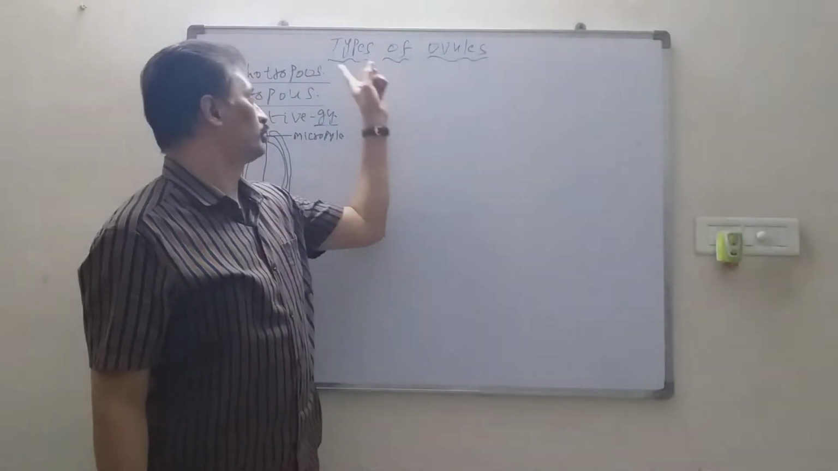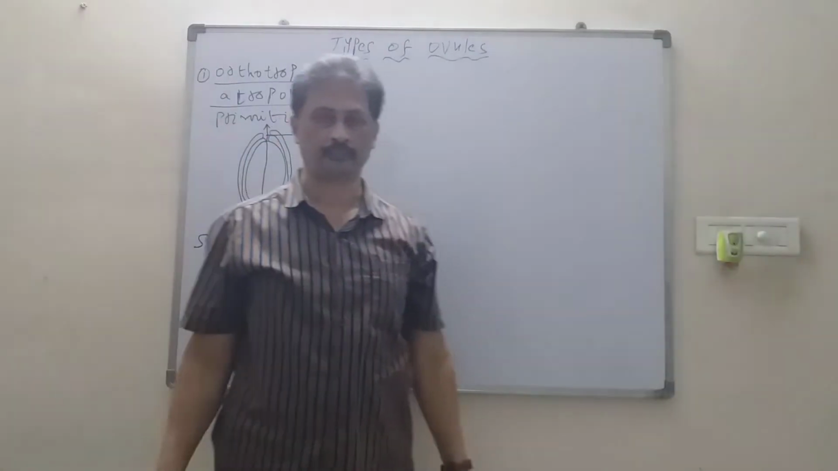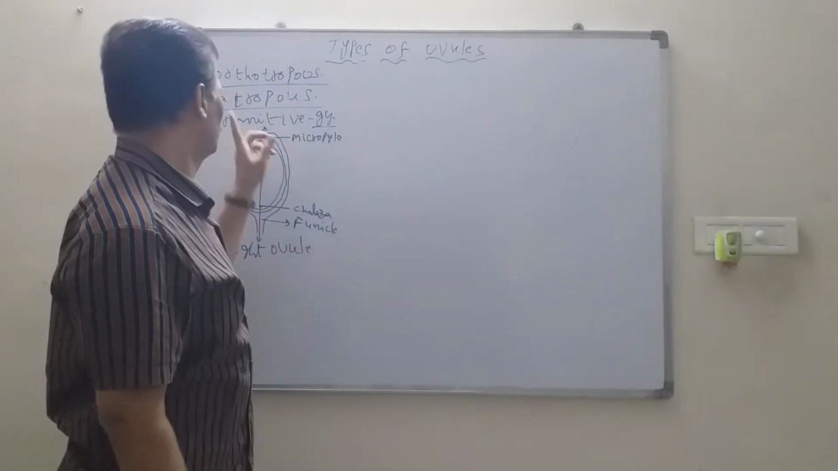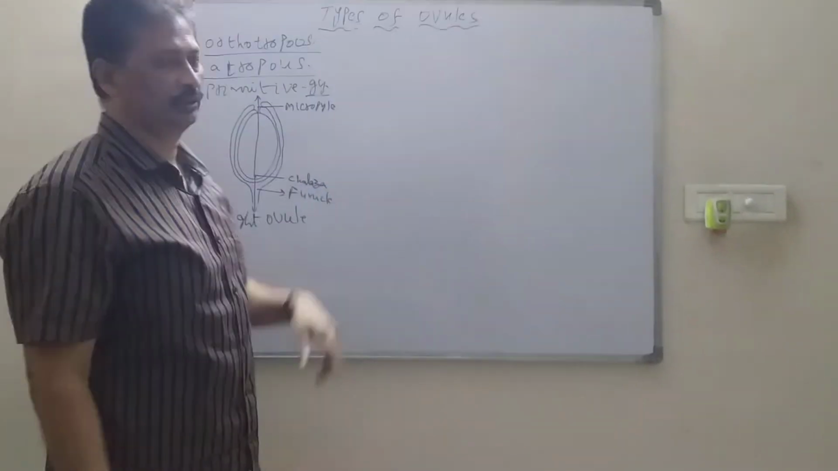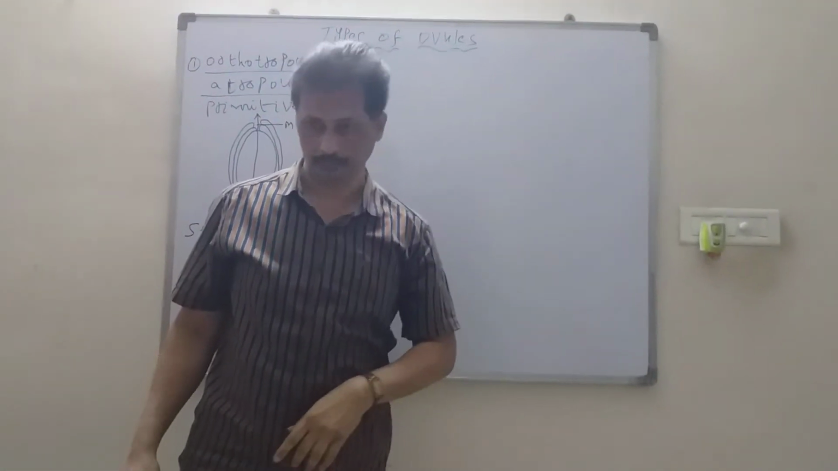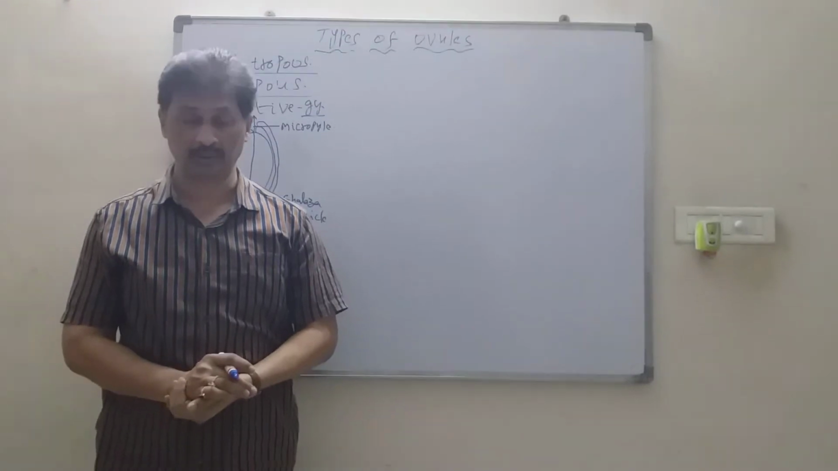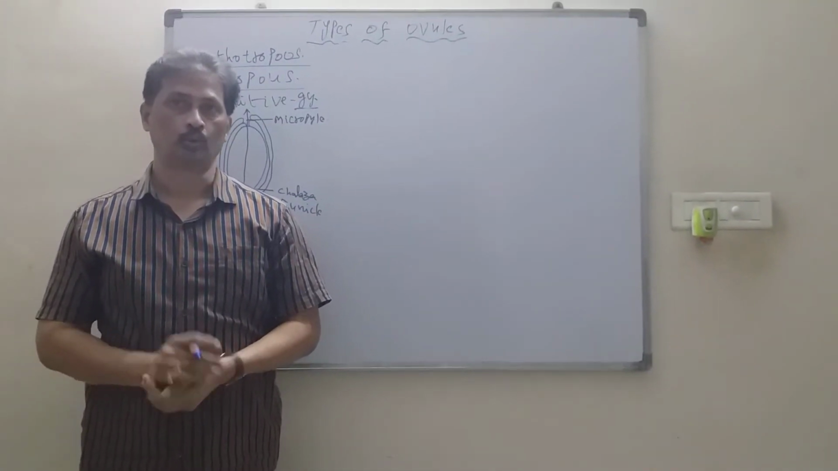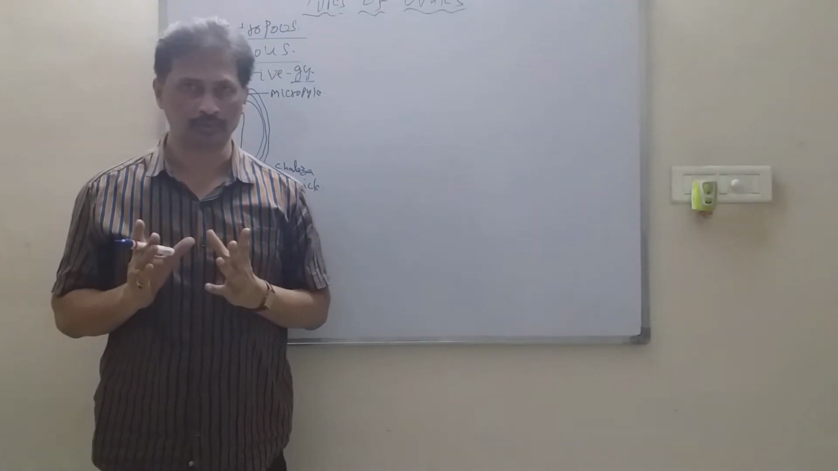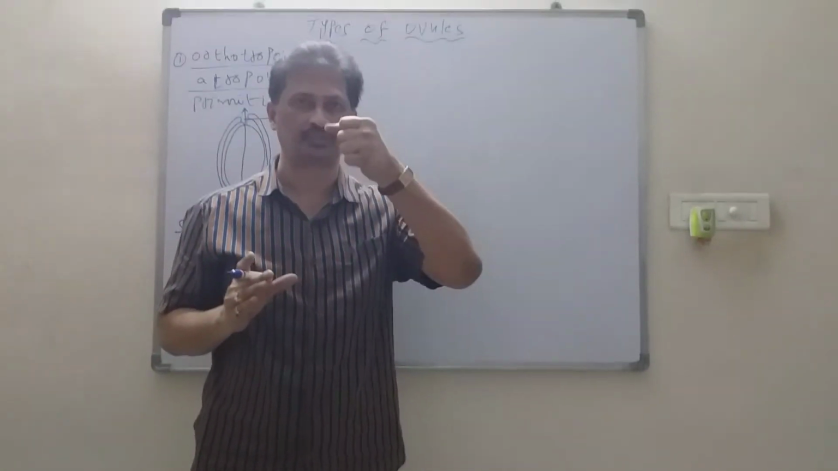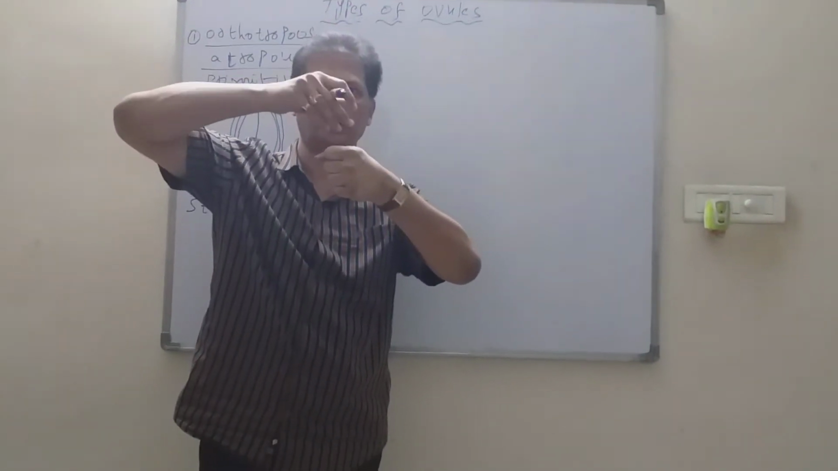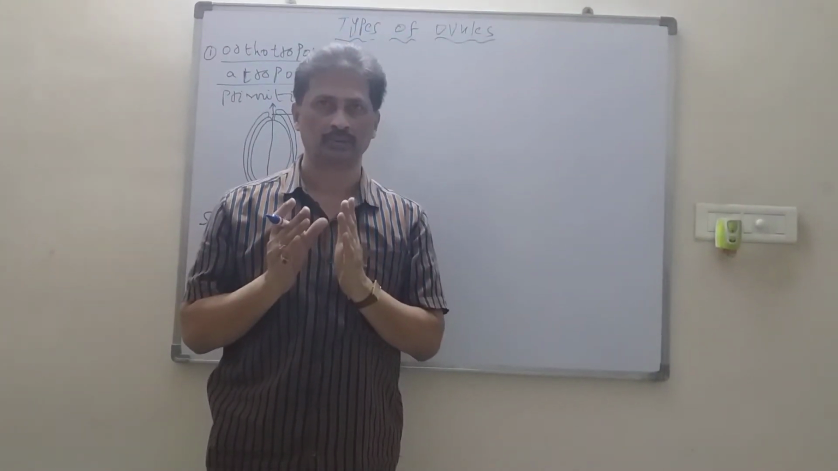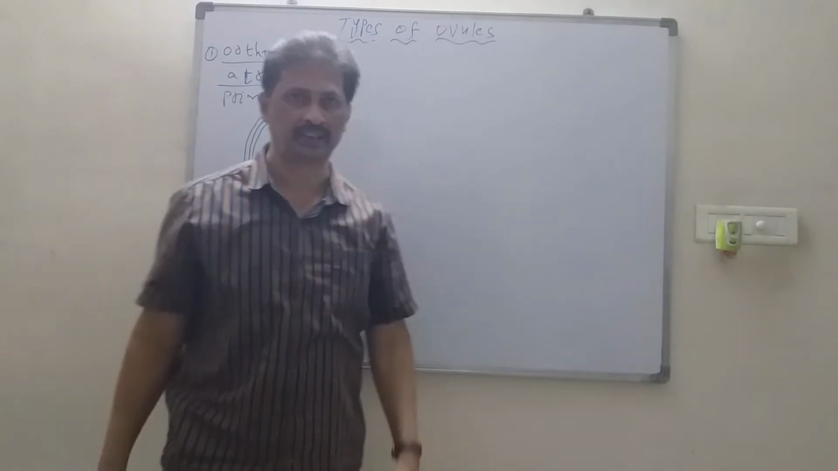We are discussing the types of ovules. In the last video, we discussed the first type of ovule, called orthotropous. The types of ovules are mainly based on the orientation of the body of the ovule on the funicle. That means the funicle is stationary and the body of the ovule rotates. Based on how many degrees it rotates, the ovules are classified into different categories.